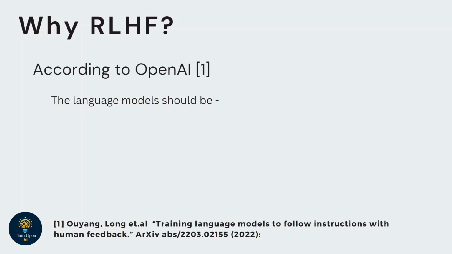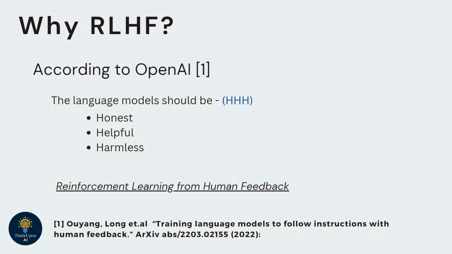Now, according to one of their research papers, the language models should follow these three qualities. Honesty, that is, the model should not fabricate any information or mislead the user. Helpfulness, that is, the model should be able to help the user in solving their task. Harmlessness, that is, the model should not physically or psychologically harm people or the environment. Now, these three values are collectively coined under the term HHH, or Triple H. Now, we'll see how RLHF will help the models align with these three qualities.